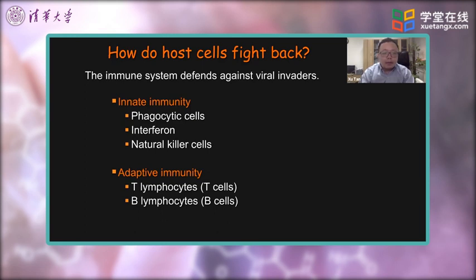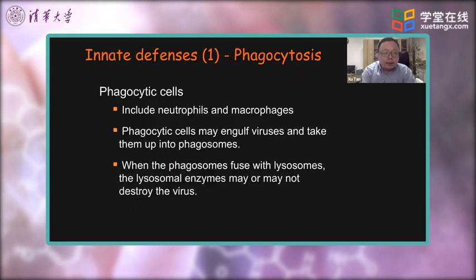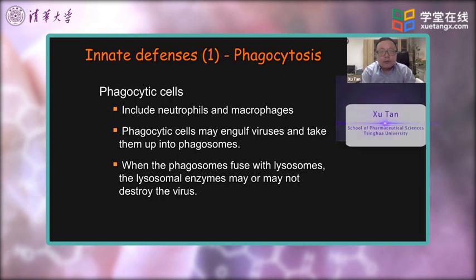Also, we have the adaptive immune system. We have the T lymphocytes responsible for the cell-mediated adaptive immune response. We also have the B lymphocytes responsible for the mainly antibody-based adaptive immune response. Innate defenses are not specific, but they are the first line of defense. They are very fast, and they provide the first defense against either virus infection or other microbes.